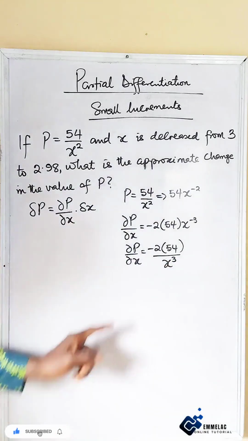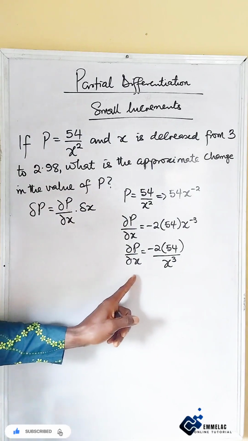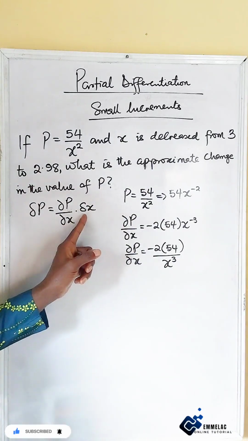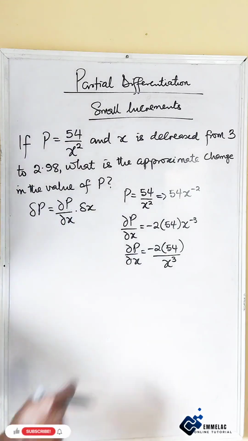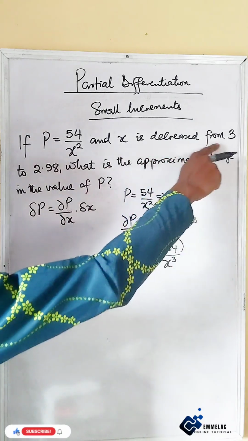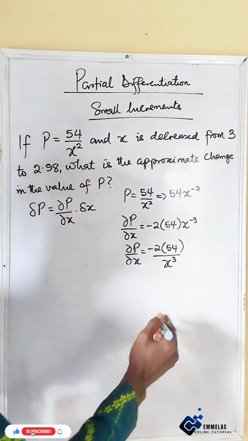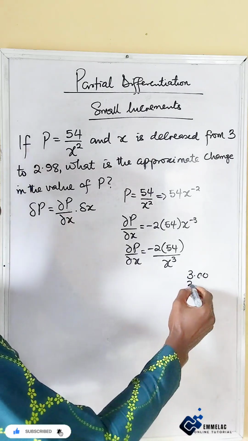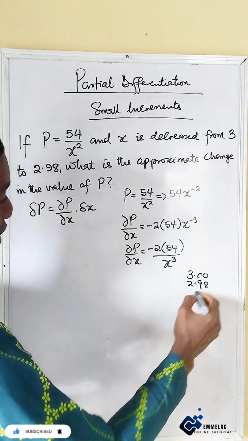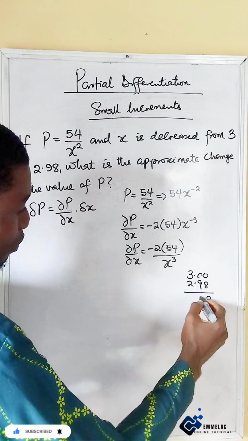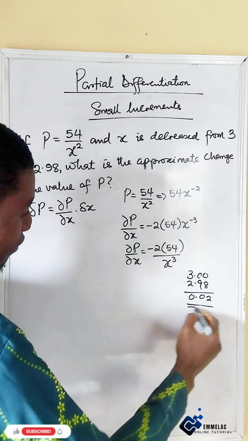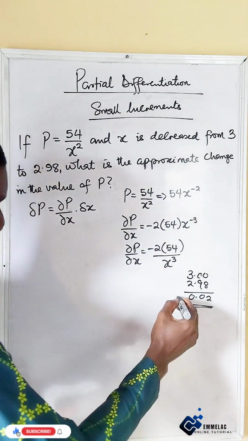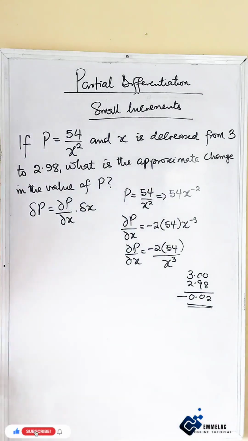All right, now that we've gotten the partial derivative of p with respect to x, let us find the small change in x. Take note that x decreased from 3, so let us just find that change. That will be 3.00 minus 2.98. Since it decreases, here you have 0.02. Now for the fact that it decreases, it will have a negative sign.